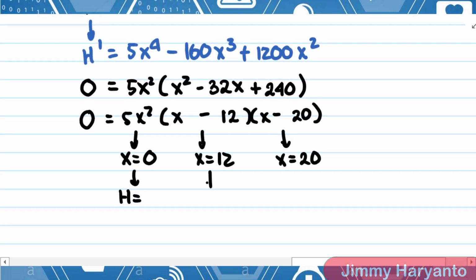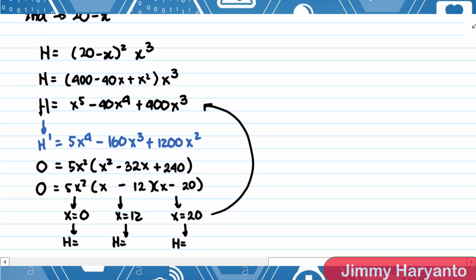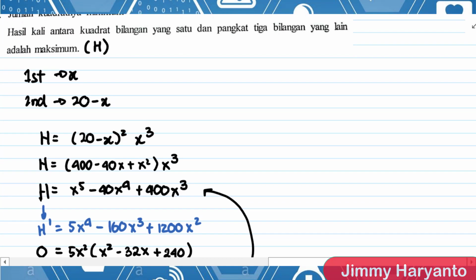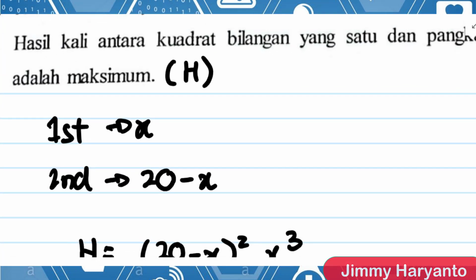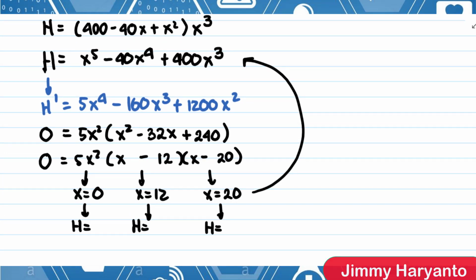Find the value of h for each. To find the value of h, you have to substitute all of them into the equation. But before I substitute, I just want to know which one is the maximum and which one is the minimum. Because the question only asks for the maximum, you don't have to calculate all three of them, right? You only have to calculate the maximum one. So I will check the maximum and minimum point, which one is maximum and which one is the minimum.